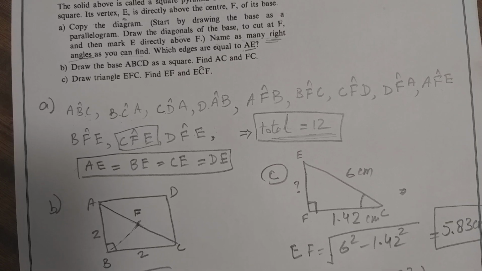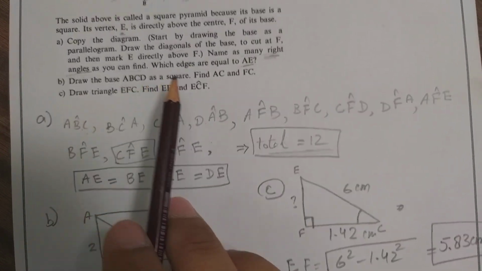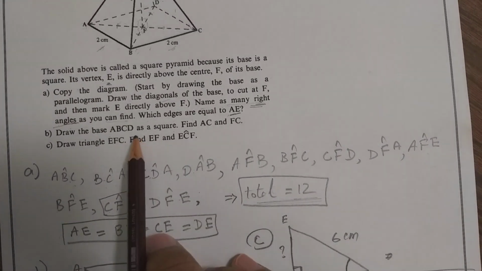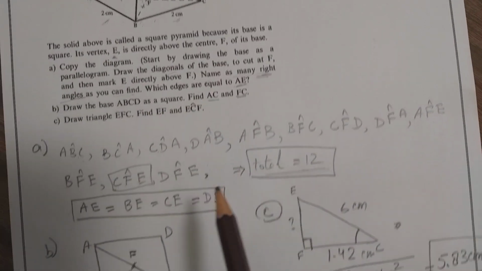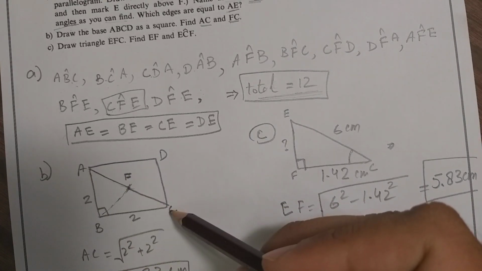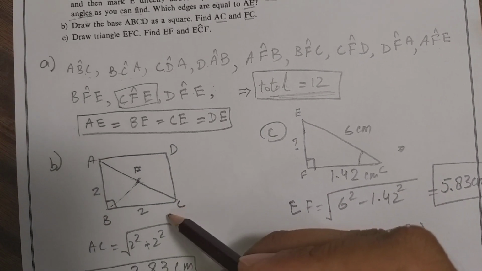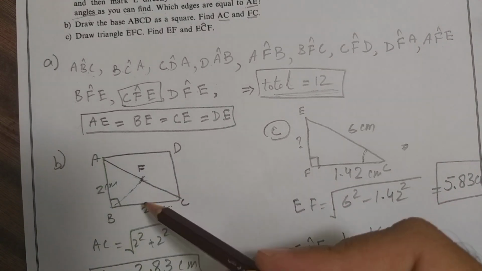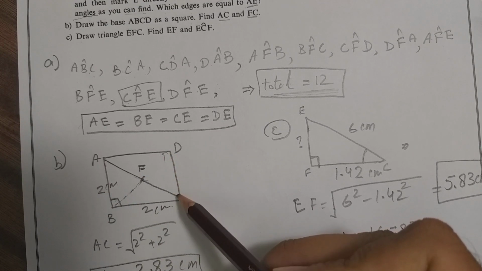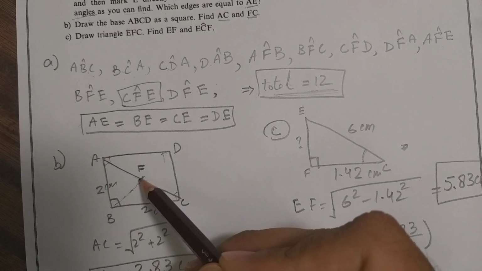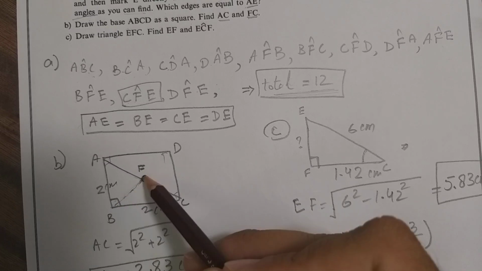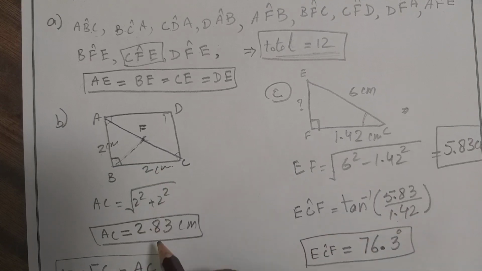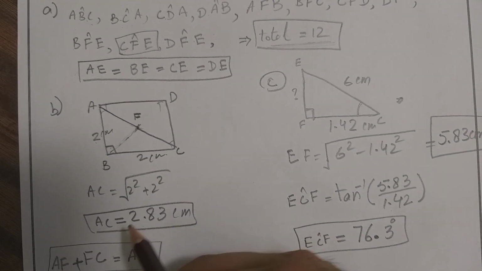Okay, in the B part, draw the base ABCD. I took the base ABCD as a square. Find AC and FC. This is the diagonal, which is AC, and we know the sides of the square are given here as 2 centimeters. This is the diagonal again. All right angles are here. This is the opposite side and the hypotenuse, in front of the right angle. So we can apply the Pythagoras theorem. 2 squared plus 2 squared, you find AC is 2.83.